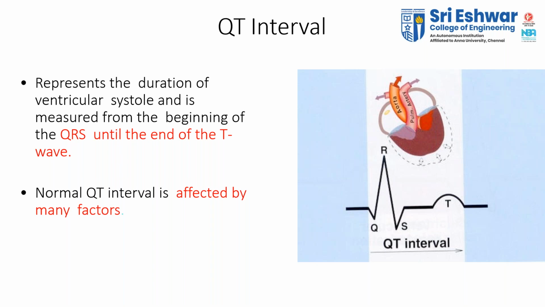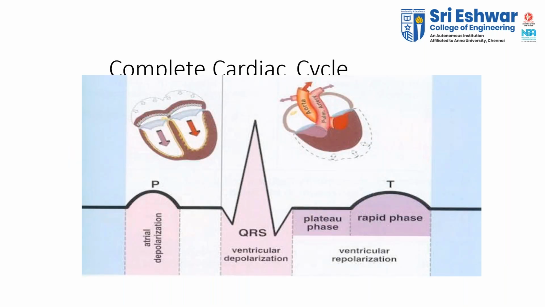Okay, and the QT interval is affected by many factors. Many factors affect it. Okay, so mainly this QT interval is taken from ventricular contraction. And from this diagram you can easily understand atrial depolarization. Here we have atrial depolarization, P waveform, and here we have the QRS wave, ventricular depolarization, QRS waveform, and plateau phase, resting state, no signal will be generated, and we have the rapid phase. Okay, this is done by your repolarization, ventricular repolarization, right?